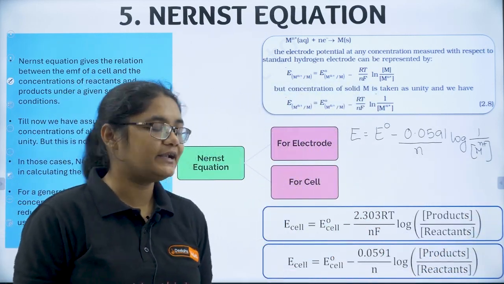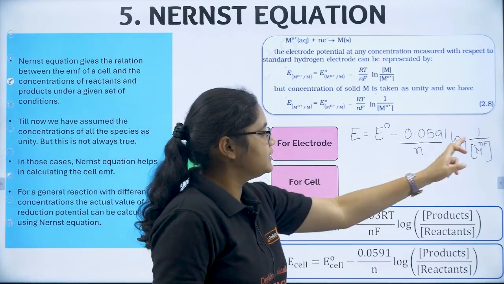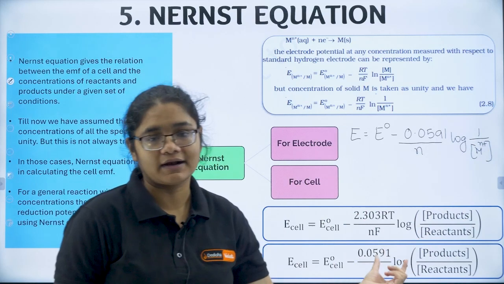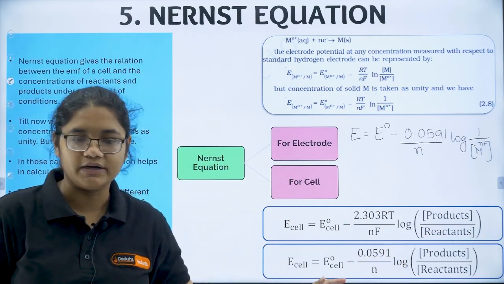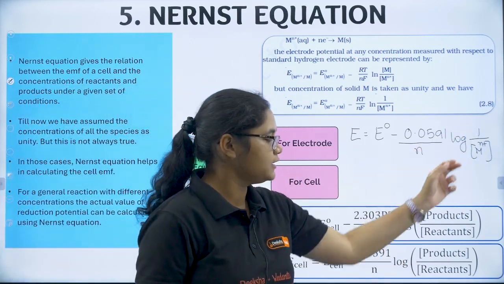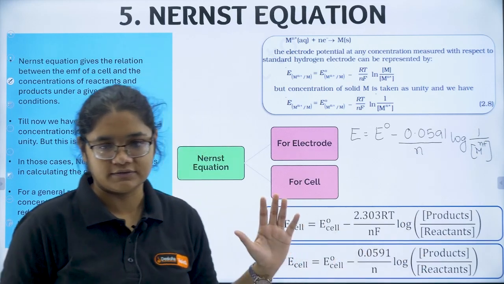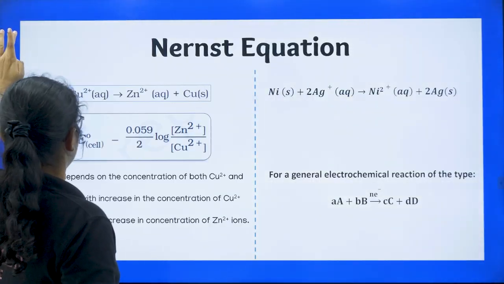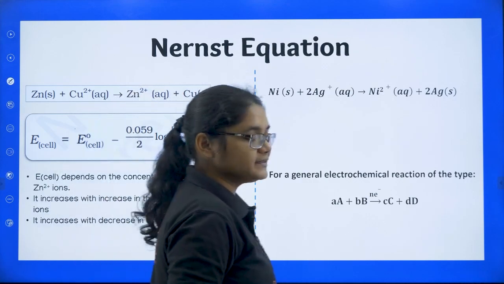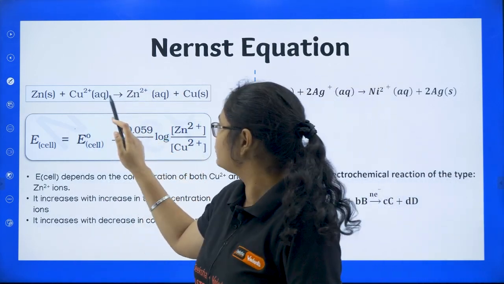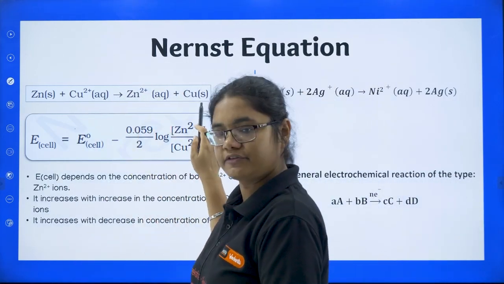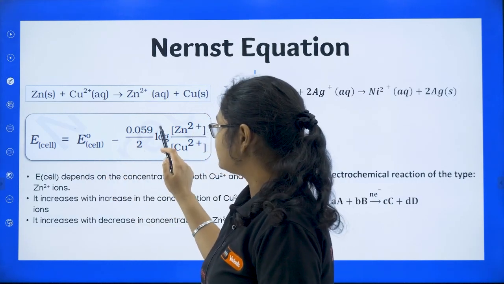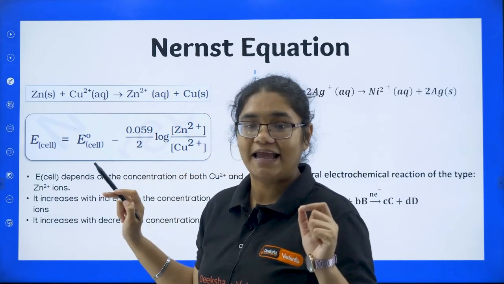If you have the complete cell, it is the same thing. In this case, you will be taking the product ions divided by the reactant ions. Okay, that is the only difference. Here you will have 1, here you will have the product and reactant concentration. We'll discuss this in detail. So let me show you this reaction. You can see I have Zn plus Cu2+ equal to Zn2+ plus Cu. E of the cell is equal to E naught of the cell minus 0.059 by n. What is this n here?